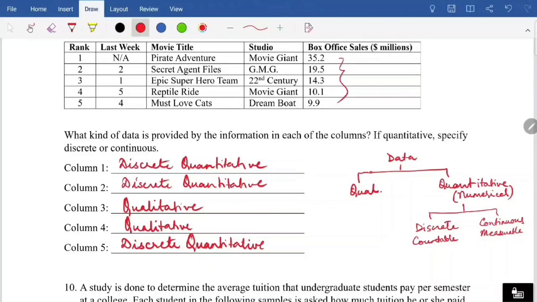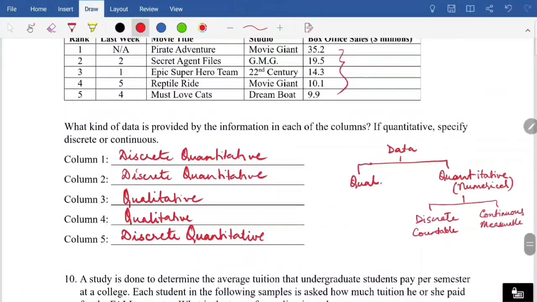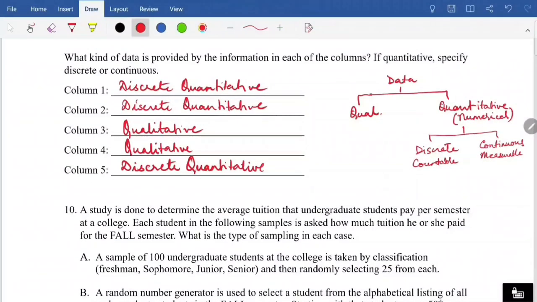All right. So just be careful about that. Just because you see a decimal point in the data doesn't mean it's going to be continuous. Just stop and think a little bit before you write your final answer.